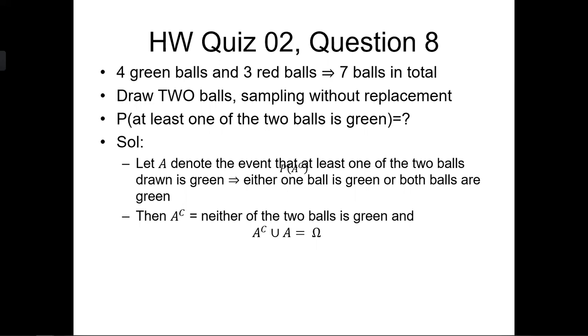Okay, perfect. So now let's find the probability of A complement, which is neither of the 2 balls is green. So that means on both the draws, I need to get red balls, and then I am drawing without replacement. So I have total 7 balls and I have 3 red balls. So what is the probability of getting a red ball on the first draw?